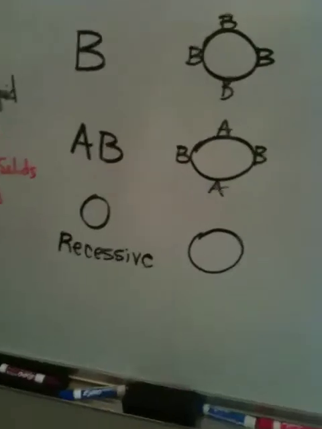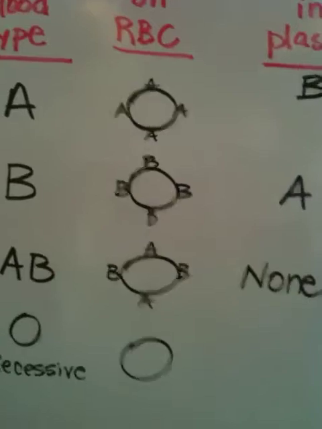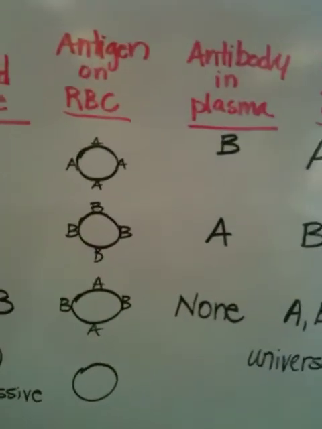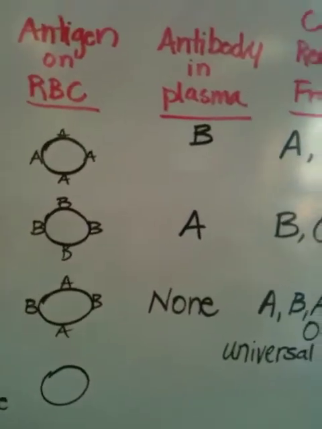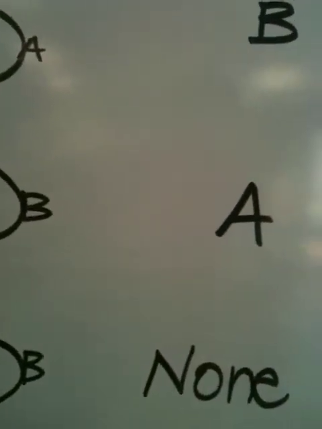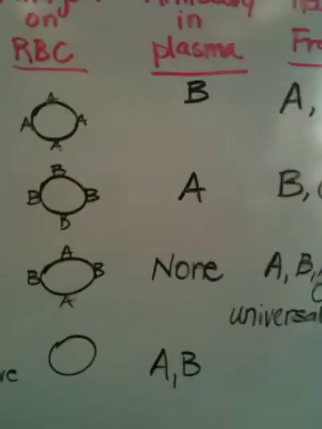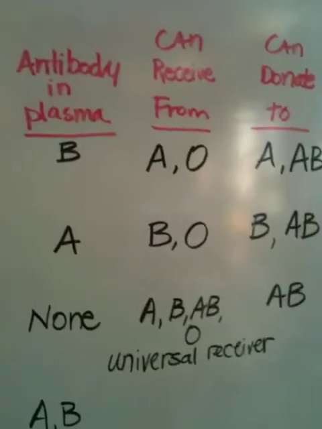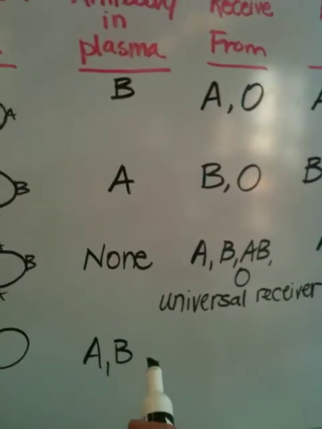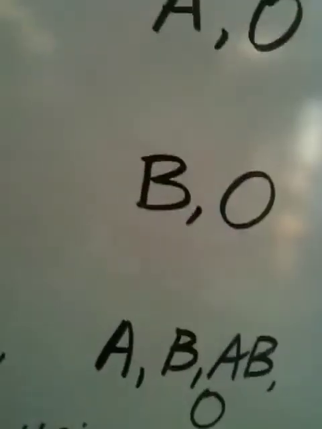Okay, now let's talk about the recessive blood type O. O doesn't make any antigens. It has no protein markers on it. However, in its plasma, it makes antibodies against both A and B. So, maybe this will give you some information about who it can receive blood from. If it doesn't want any A's or B's, then the only people that it can receive blood from are other O's.